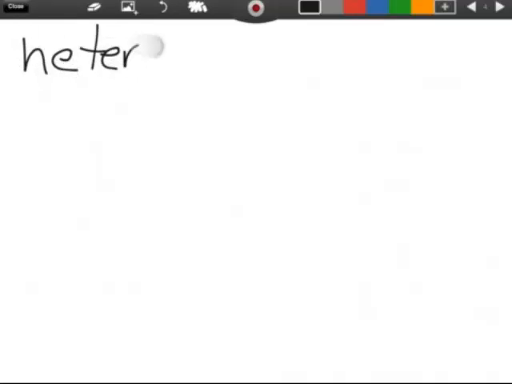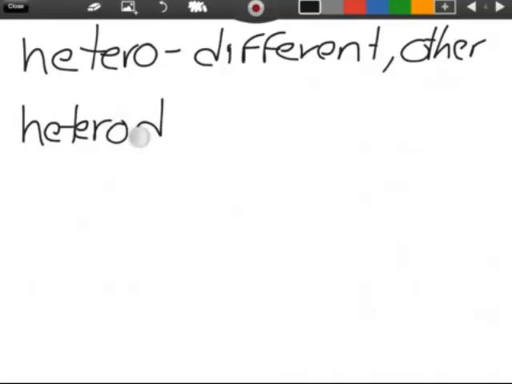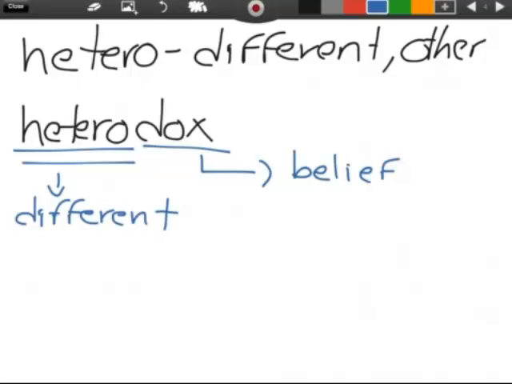Hetero means different, other. I'm going to go ahead and give you an example now. Heterodox. Let's look at this word. Hetero means different, and dox meaning belief, religion.